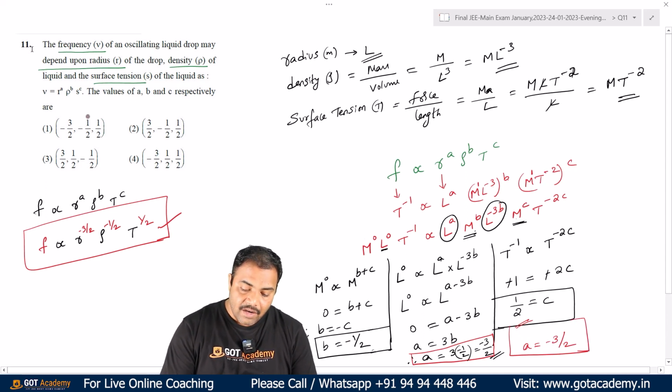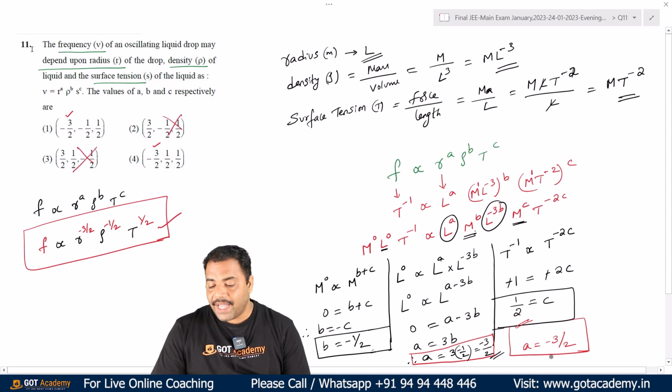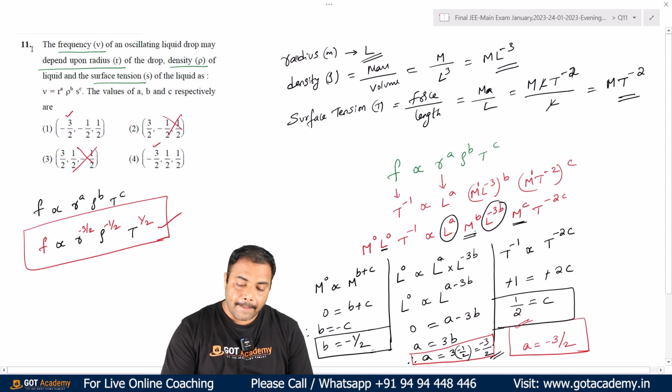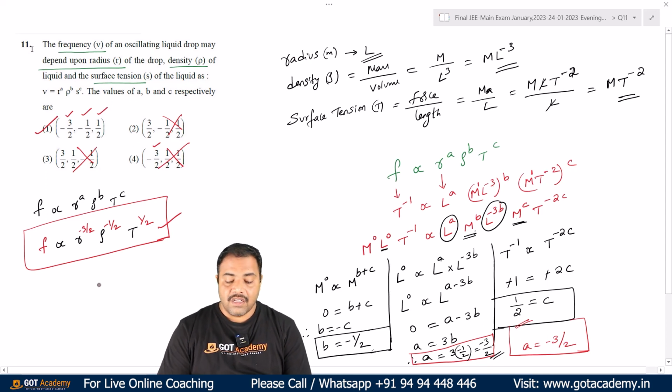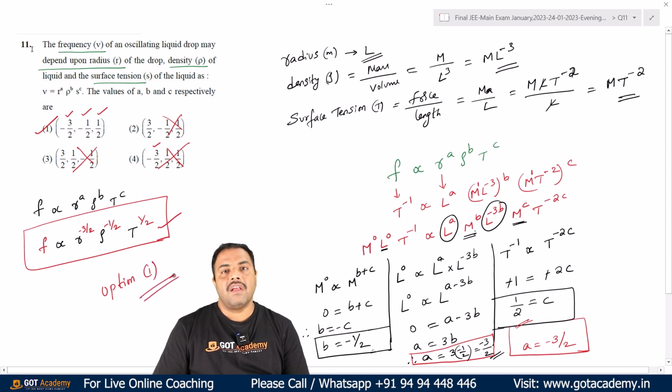So here, look at the first option, my dear children. So A is minus 3 by 2. So this is correct. This is correct. So these two are wrong. So leave it. Now coming to the B, that is minus half. Minus here, minus half is there, but here plus 1. So this is wrong. So the correct option is option 1, because C is again half. So all three are correct. So option 1 is your right answer.